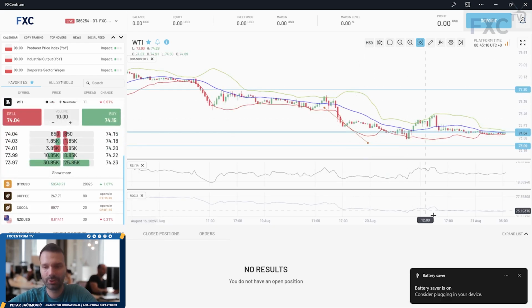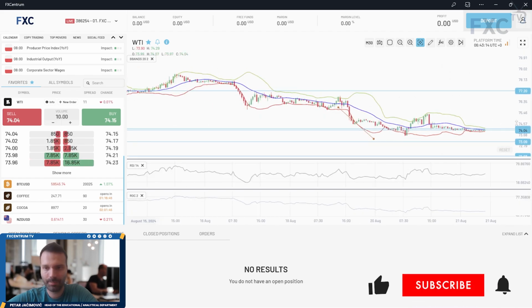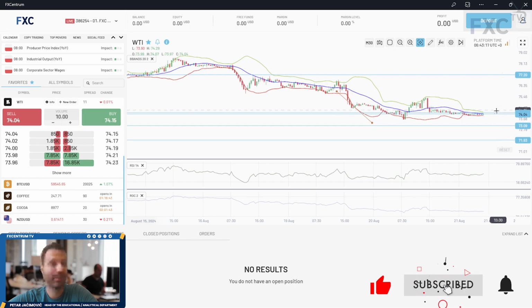WTI, and there will be a chance for a potential drop. The next pivot levels are 73 and 71.90 mark.